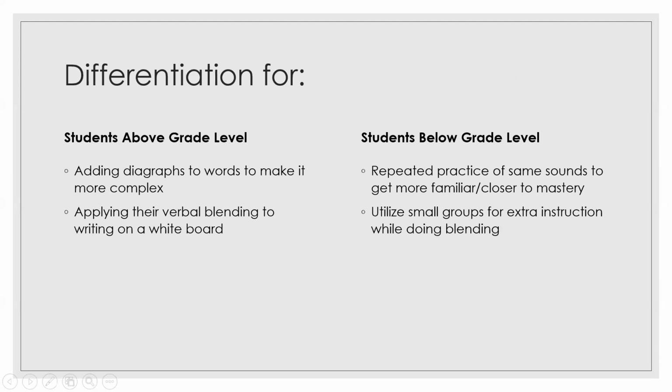So how can we differentiate this for our different subgroups of students? For students who are above grade level, this could be done by adding digraphs to words to make it more complex and applying their verbal blending to writing on a whiteboard, taking that visual or mental audio learning right to the board where they're going to be making their words together. For students who are below grade level, this can be done through repeated practice of same sounds to get more familiar and closer to that mastery target. We could also utilize small groups for extra instruction while doing the blending.